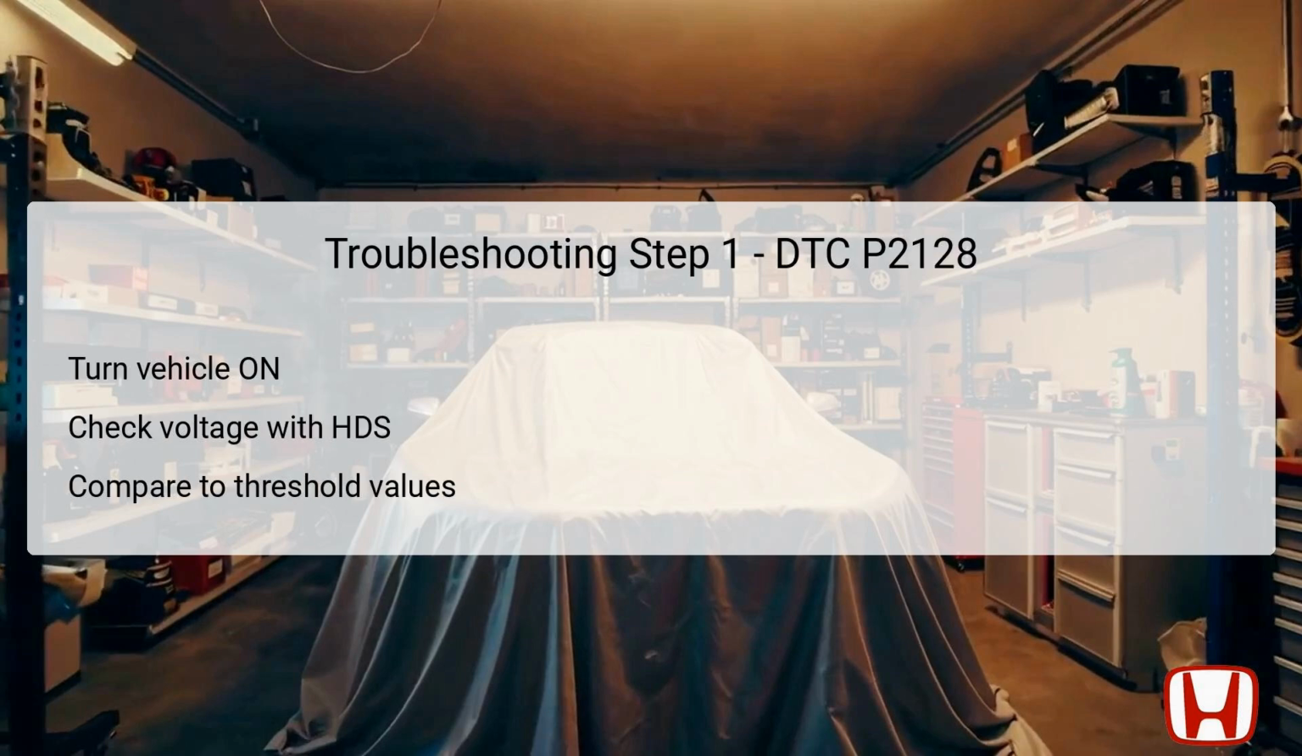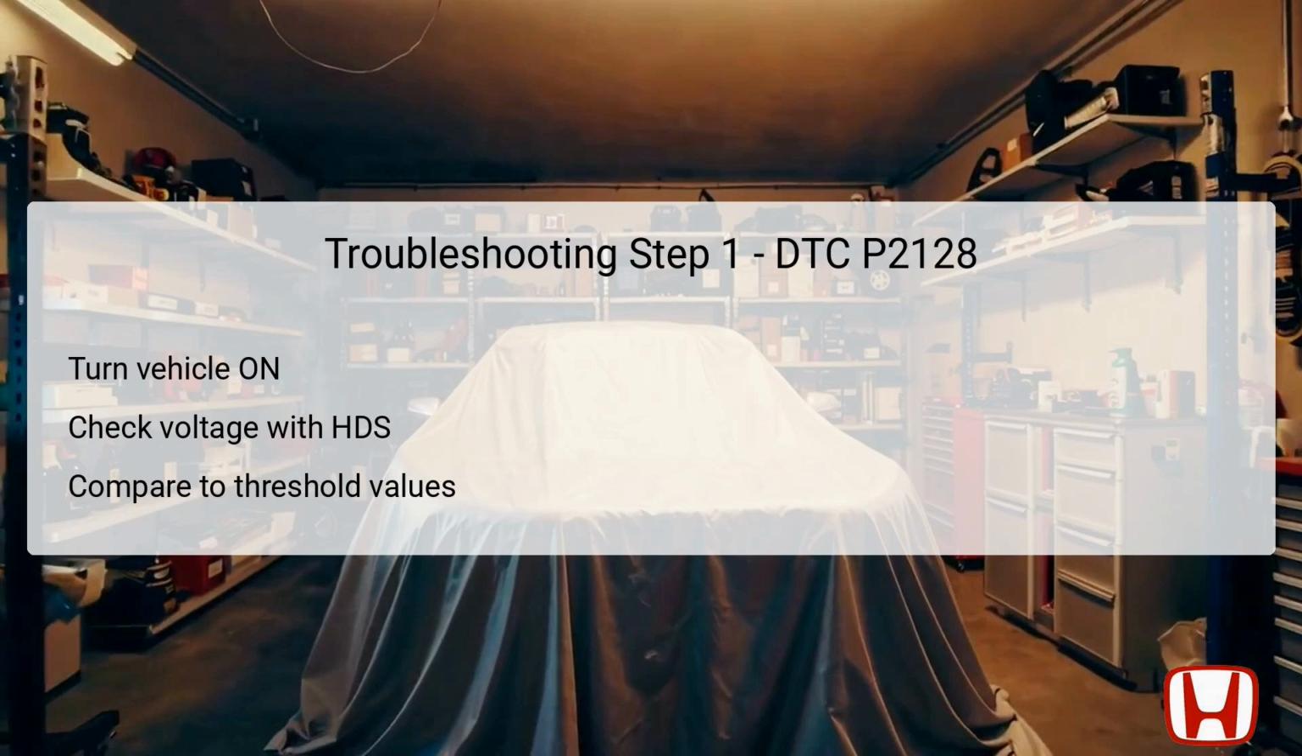For the first step in troubleshooting DTC P2128, begin by turning the vehicle to the on mode without starting the engine. This is crucial as it powers on the vehicle systems, allowing for accurate voltage measurements. Use the Honda Diagnostics System HDS to check the voltage output from the APP sensor B. You should evaluate whether the sensor output is above the threshold of 4.0 volts.